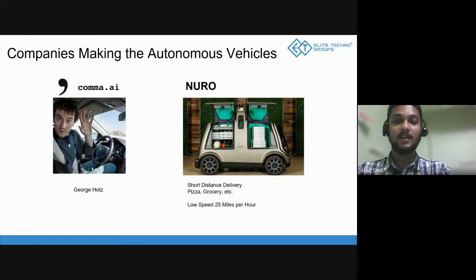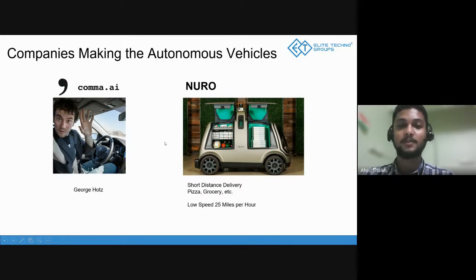Because they have not yet reached the point where they can ensure the safety of human passengers, they have started with just the delivery of goods, such as pizza or grocery delivery. You can deliver by putting commands in that vehicle and ordering it to take something from one place to another. Another limitation of this vehicle is that it runs at a very low speed, around 25 miles per hour, which is around 40 kilometers per hour, and it cannot go beyond that. So these are the two upcoming players in the race.